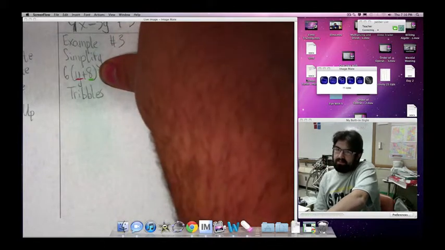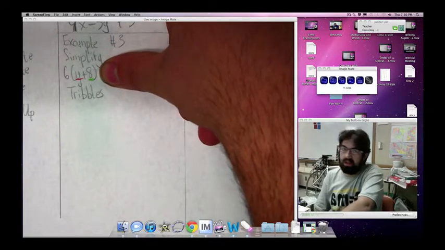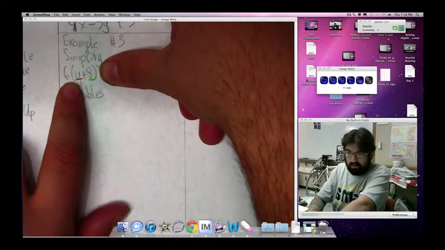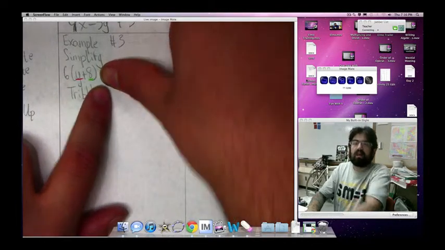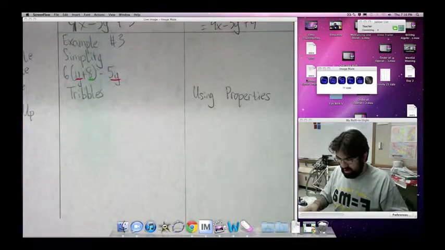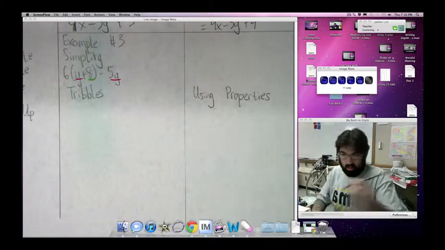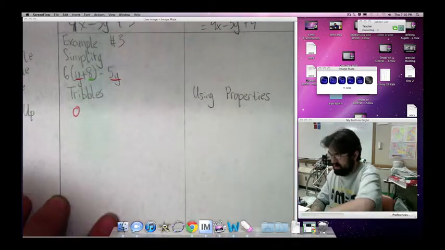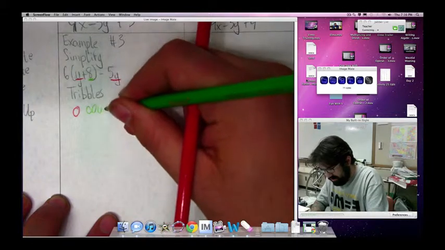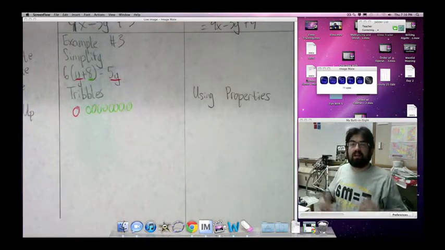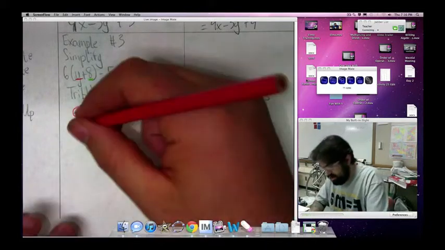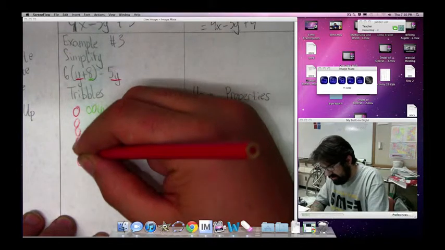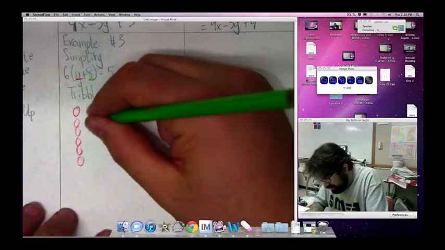In our distributing lab, I made you draw the triples or the algebra tiles. I made you draw them 6 groups of, remember when we multiply, 6 groups of y plus 8. I'm going to do that. I'm going to choose another color. I'm choosing red for y. Right. So we got y, and then we got 8. 1, 2, 3, 4, 5, 6, 7, 8. Times 6 means I'm going to do this 6 times. 1, 2, 3, 4, 5, 6. All the green. Here we go.